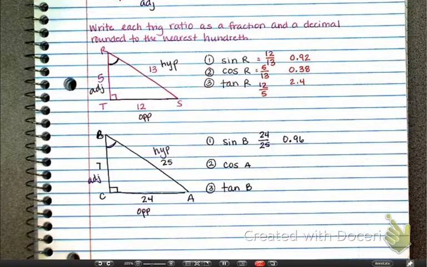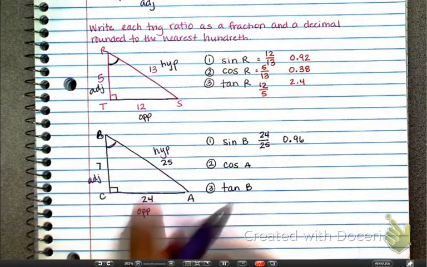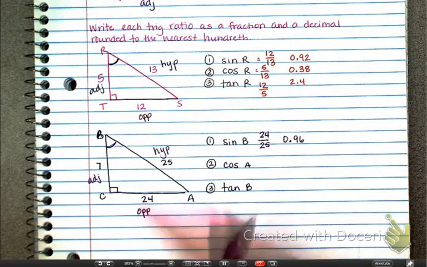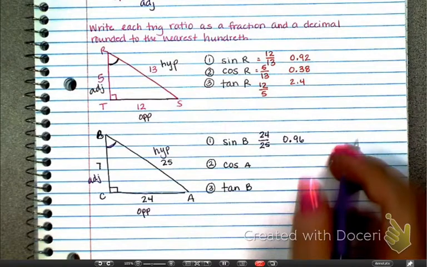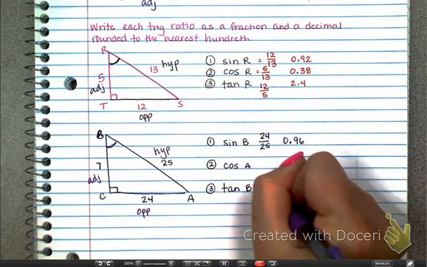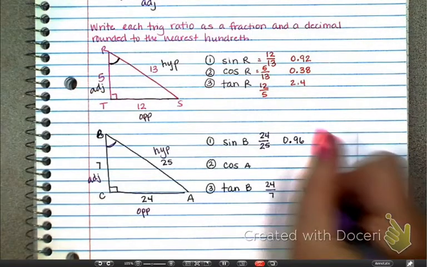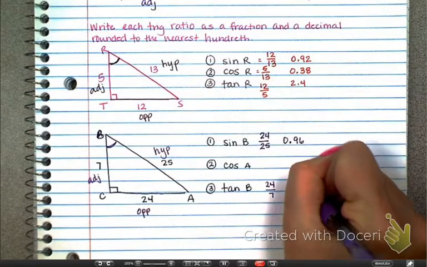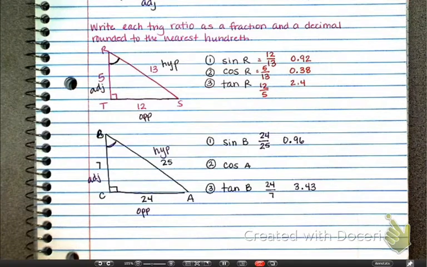What's my reference angle for number 2? A. So we're going to have to switch things up. So real quick, I'm going to jump down to number 3 since it's the same reference angle and the same sides here. What do I need for tangent? I need the opposite and the adjacent. So 24 over 7. 24 divided by 7 is 3.43.